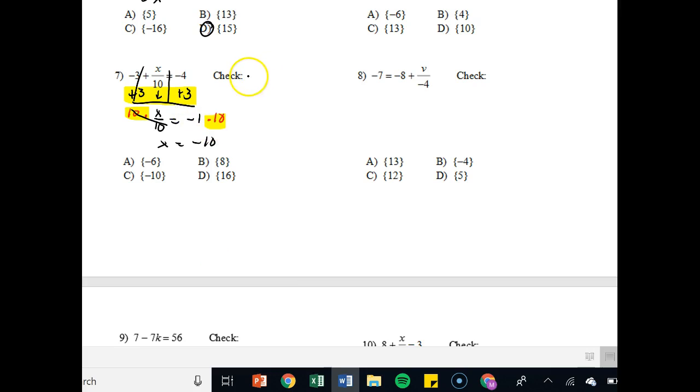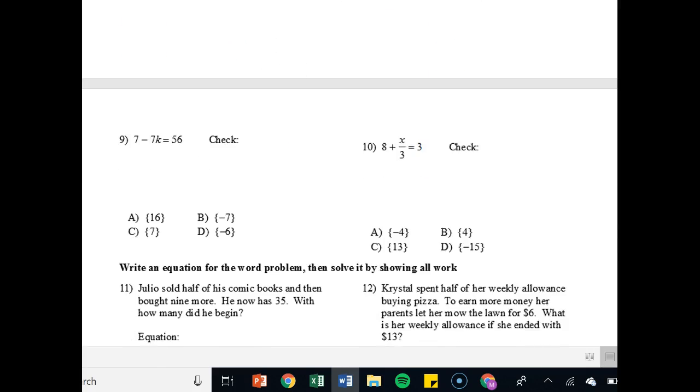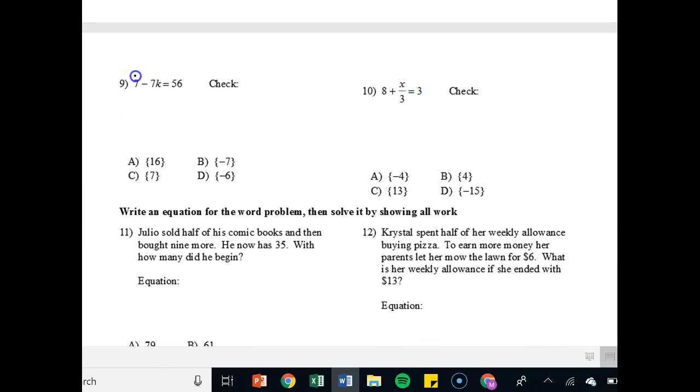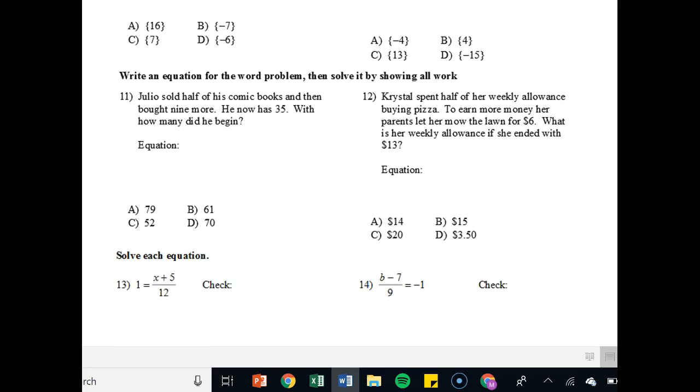In checking, you get negative 3 plus plug in your answer of negative 10 over 10 equals negative 4. So here, negative 10 over 10, that's negative 1. So you got negative 3 plus negative 1 is equal to negative 4. And then negative 3 plus negative 1, negative 4 equals negative 4. Good job. All right, on the back side, if you watch the video, you may go ahead and X off 9 and 10. Congrats, good job. Thank you for watching the video.